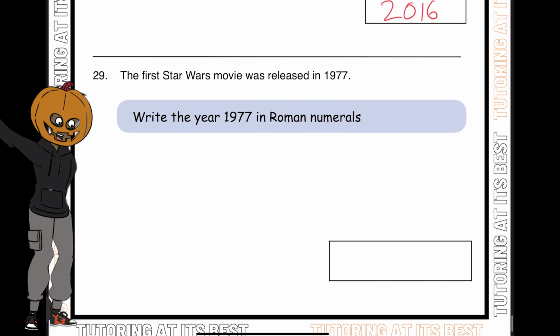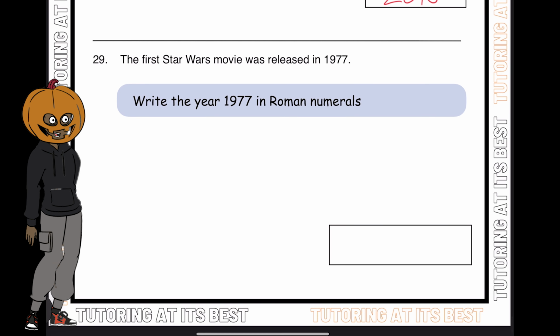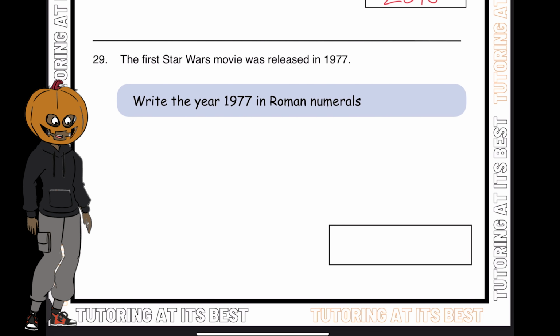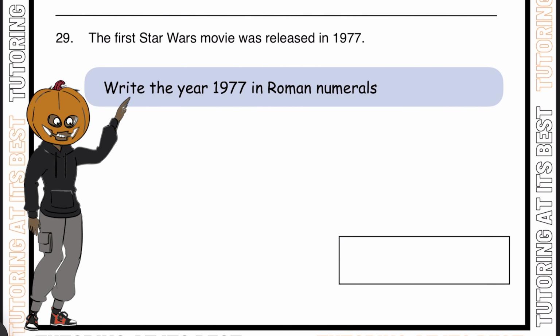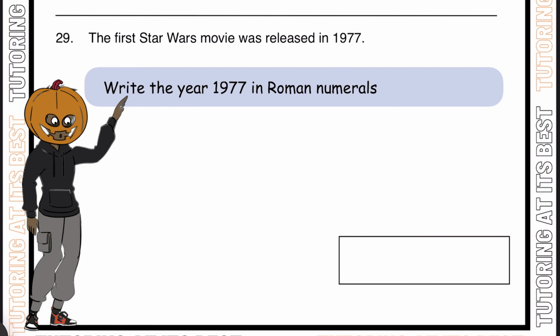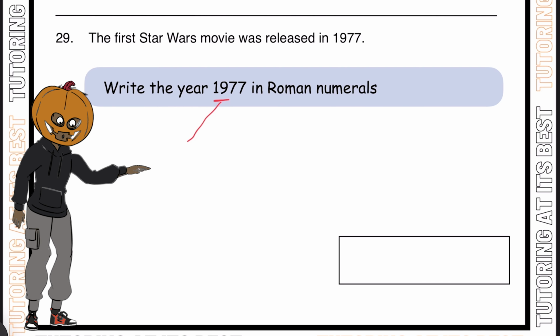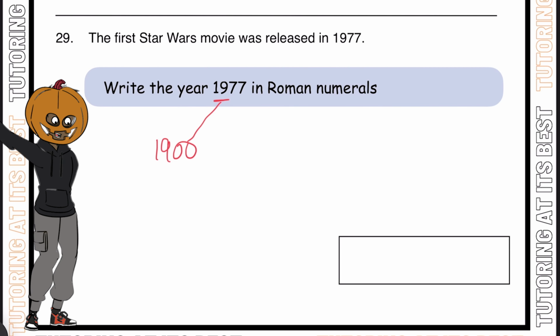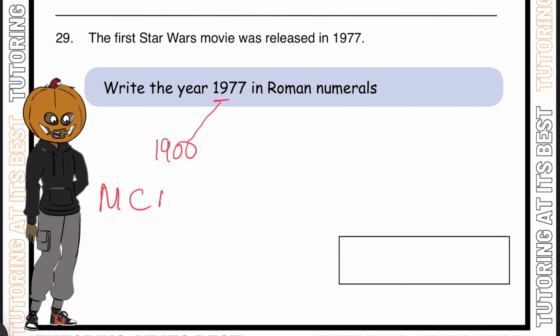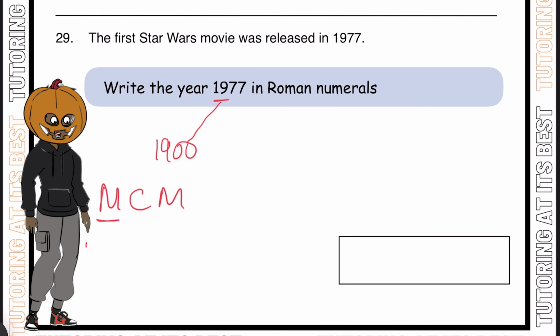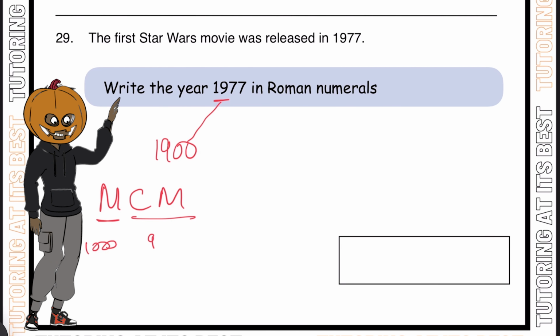And the final question. The first Star Wars movie was released in 1977. Write that year in Roman numerals. So what we're going to do first is we're going to write 19. And that's seen as 1900. But how would we do that? Well, we'll write MCM. Because M is 1,000 and CM is 900.